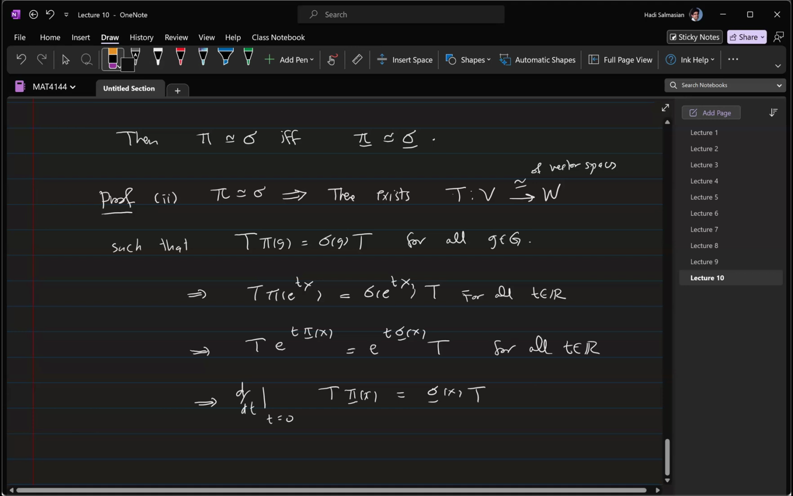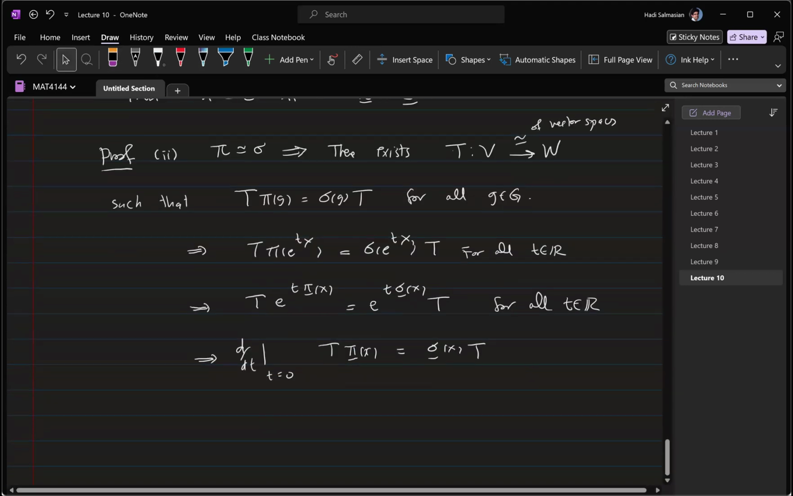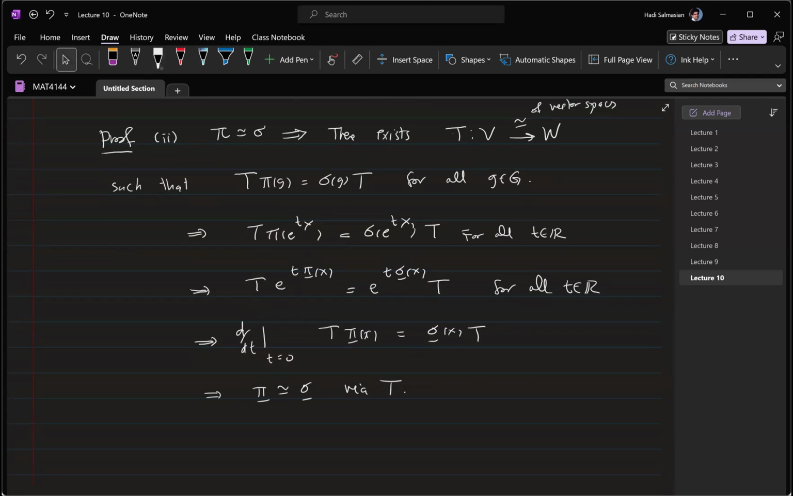Okay, so hence T will be this intertwining operator between sigma and pi. Maybe I should write pi and sigma first. Okay, pi underline is isomorphic to sigma underline via T. Now you more or less can reverse the arrows. Let me explain how you can do that.